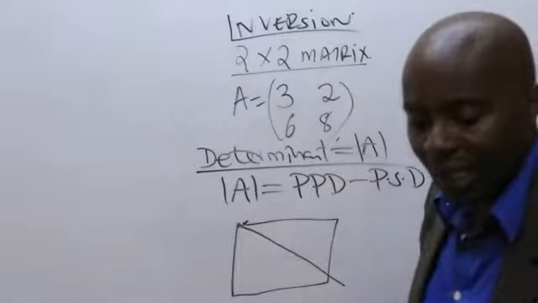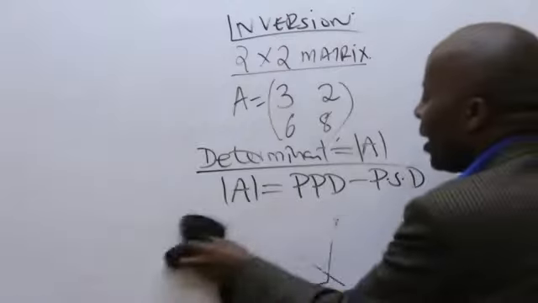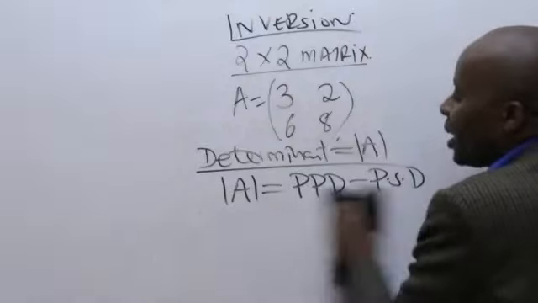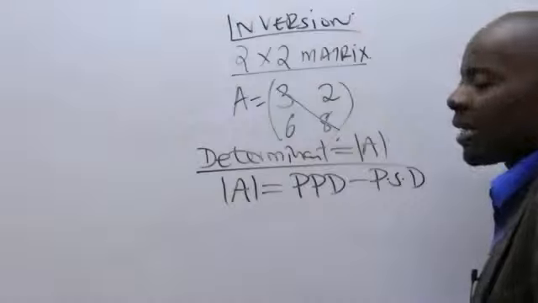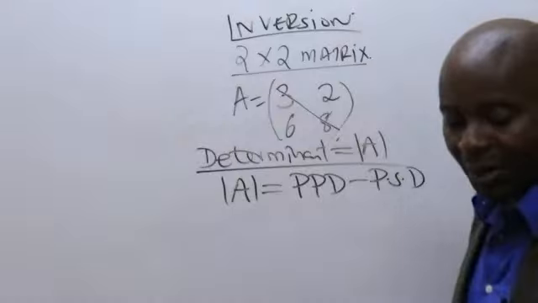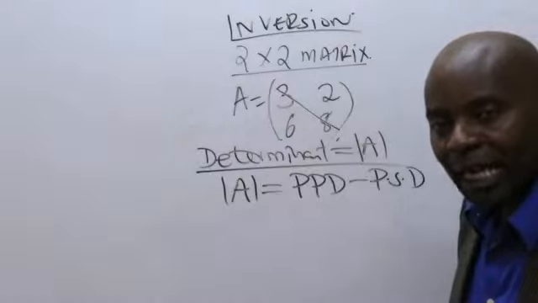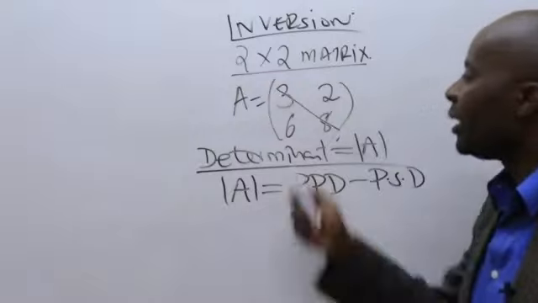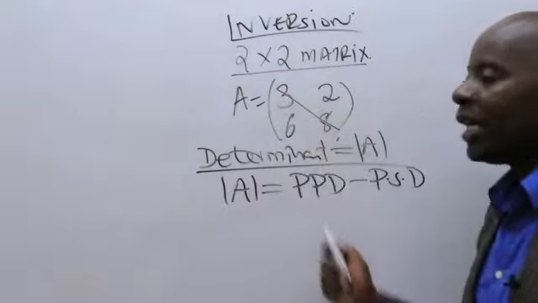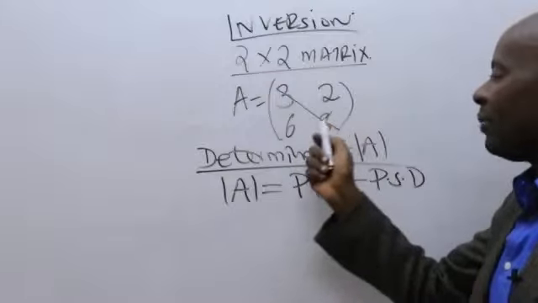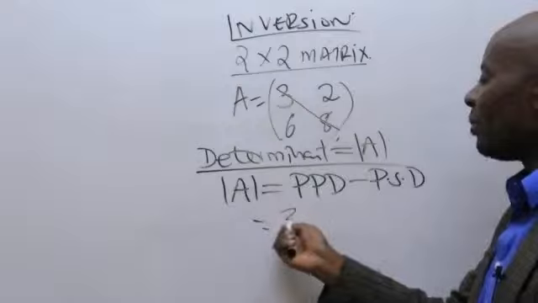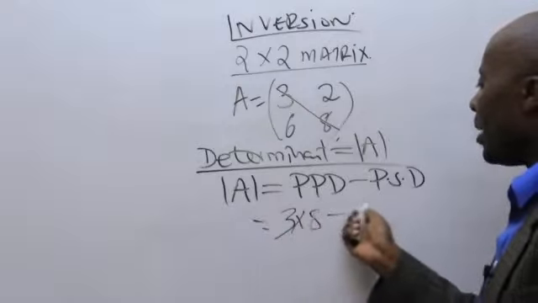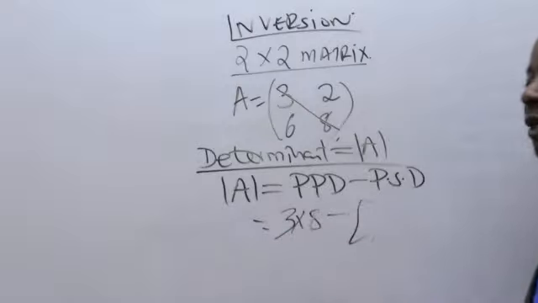So the same case with our square matrix, ladies and gentlemen. The primary diagonal is that diagonal that starts from the first element of the entire matrix, which is 3 times 8. Therefore, ladies and gentlemen, this will be 3 times 8 minus product of secondary diagonal.